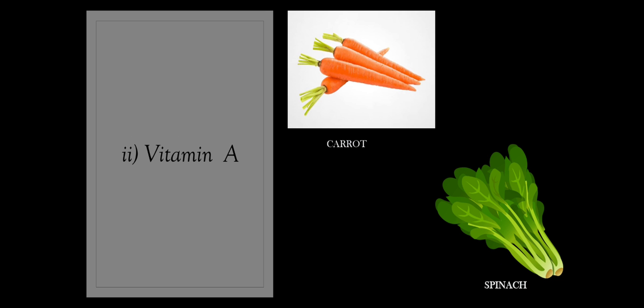Vitamin A is very good for our eyes and skin. It keeps our eyes and skin healthy. Vitamin A rich source foods are carrot and spinach. So you can make the picture of carrot and spinach. We can make any one picture.